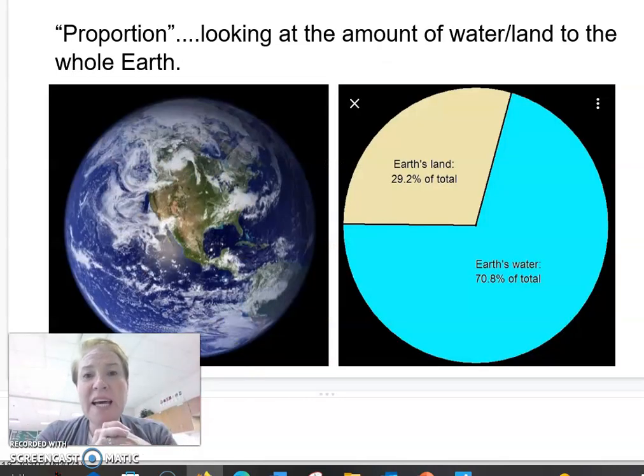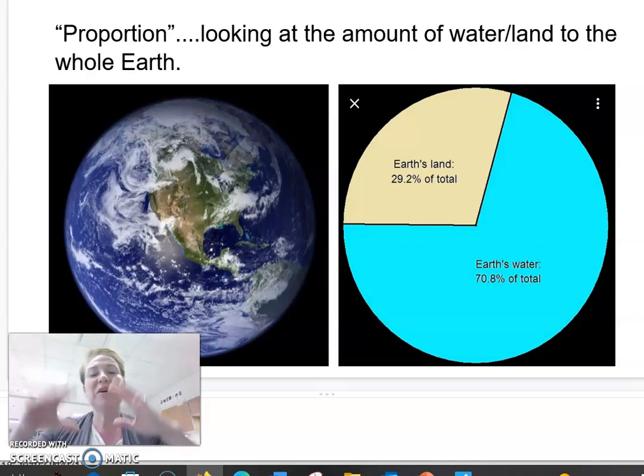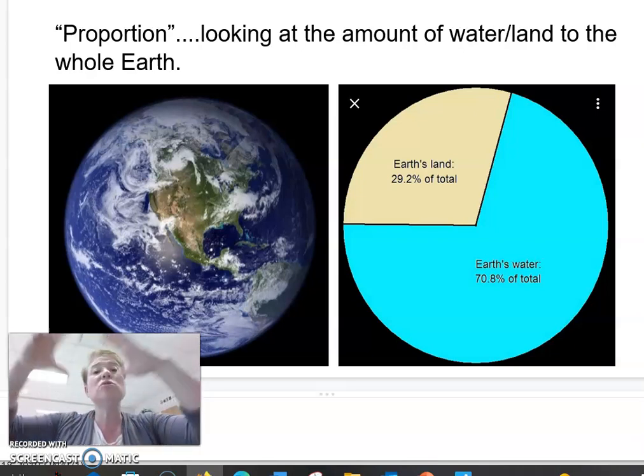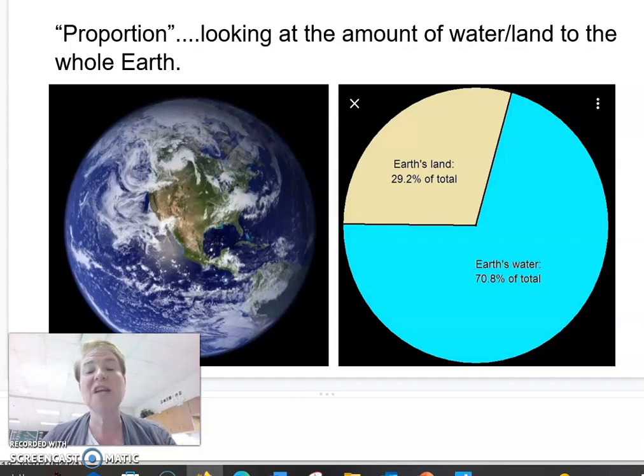Here we're looking at the proportion of water to the entire globe. And this is saying that 70% of the world is made up of water. You probably already knew that fact, but we're comparing one part, the water, to the whole. That's the proportion of water to the earth.